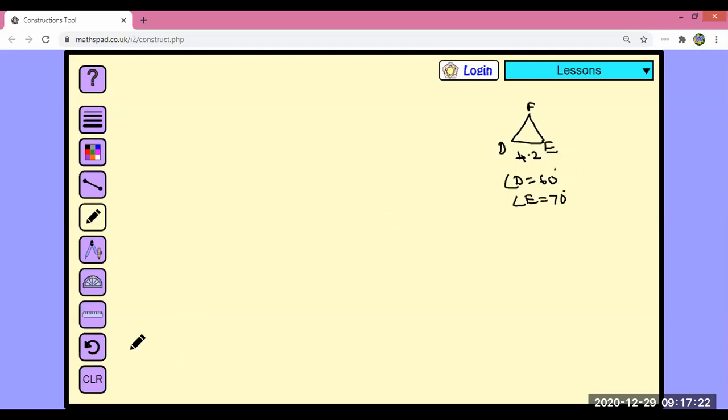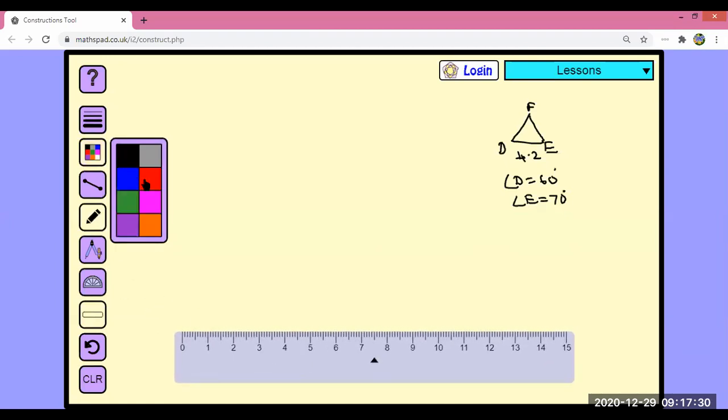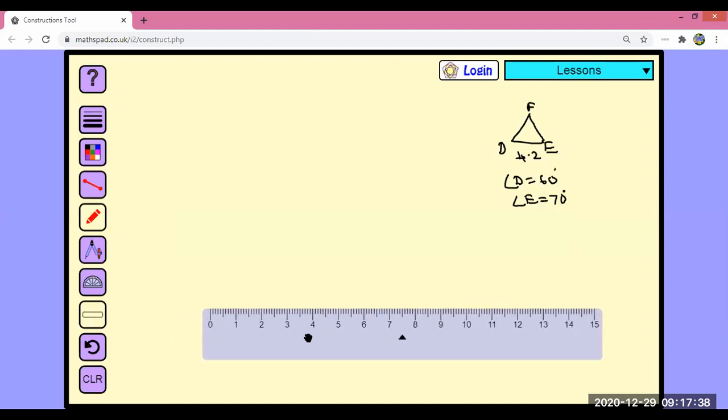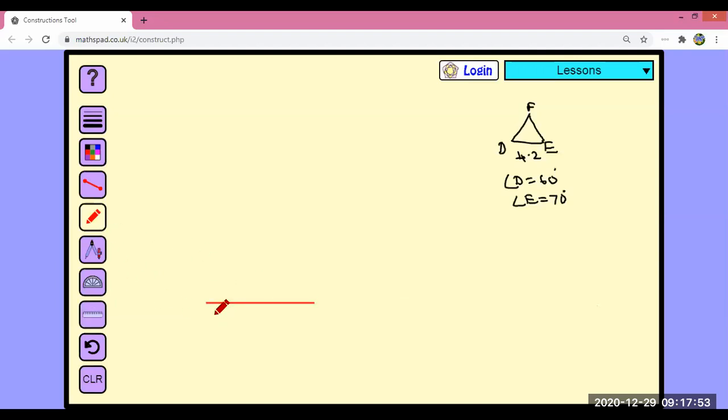Okay, so we start with drawing the base. The base is 4.2 centimeters. So there we begin drawing the base, which is 4.2 centimeters. Now place the scale a little above so that you have some room to draw the perpendicular bisector. All right, so here this is 4.2 centimeters. And then quickly label it. So labeling it, this is D and this is E, that is 4.2 centimeters.